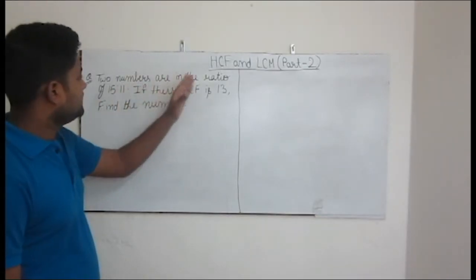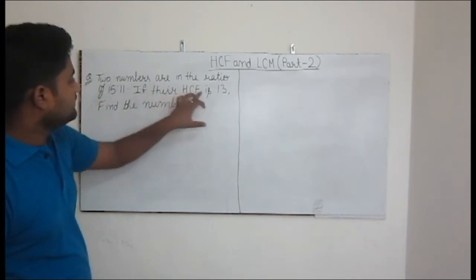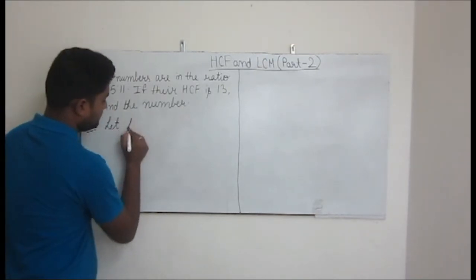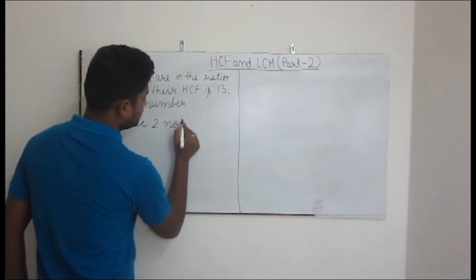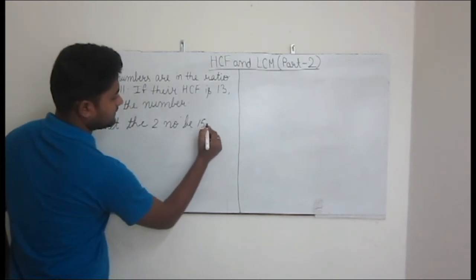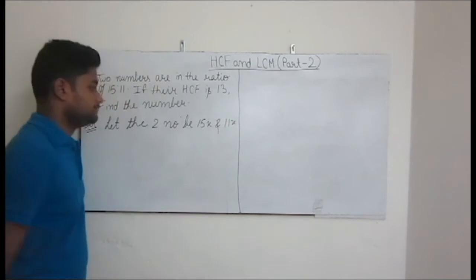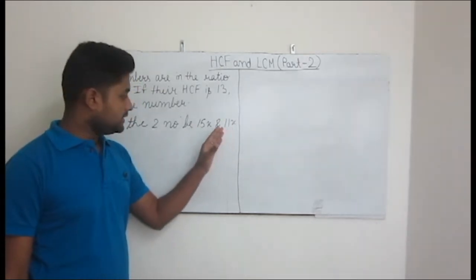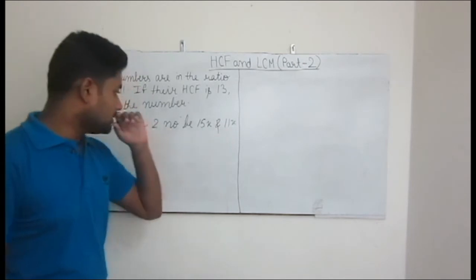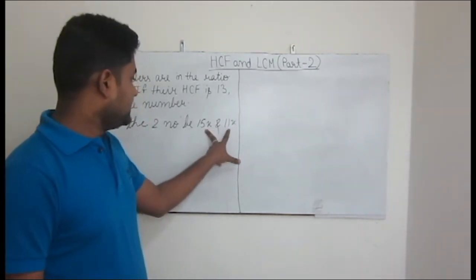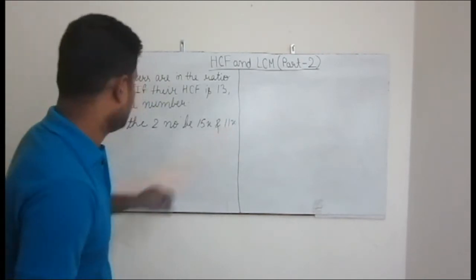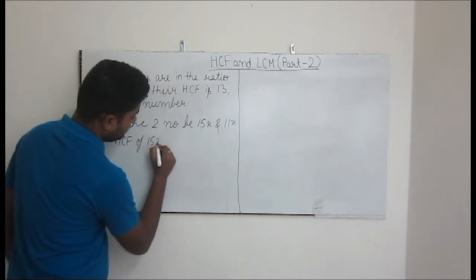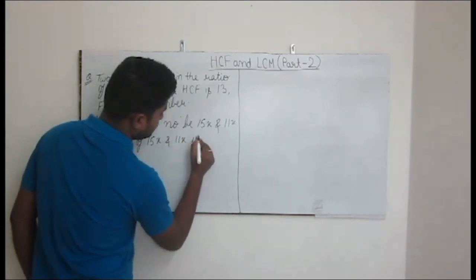Question says two numbers are in the ratio of 15:11. If their HCF is 13, find the numbers. How to solve this type of questions? Let the two numbers be 15x and 11x. Since we know from the HCF concept that HCF of two numbers is the common factor present in those numbers. Here we can see in 15x and 11x, x is common in both. So I can say that HCF of 15x and 11x is x.